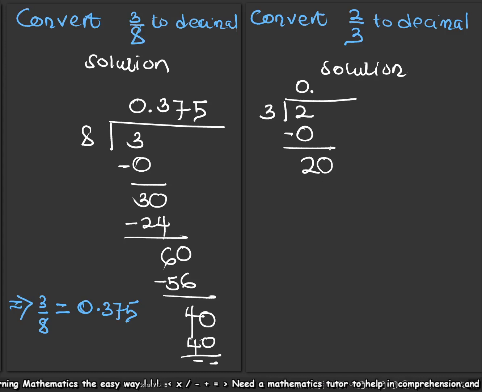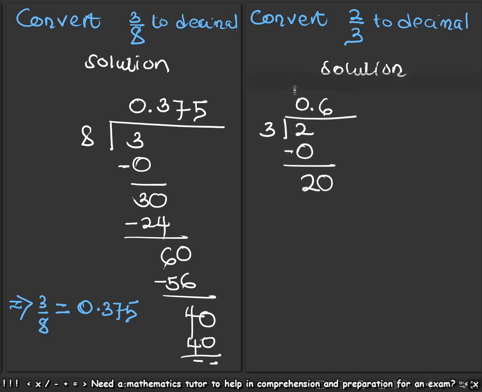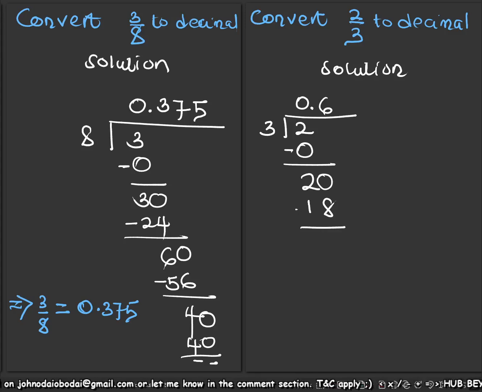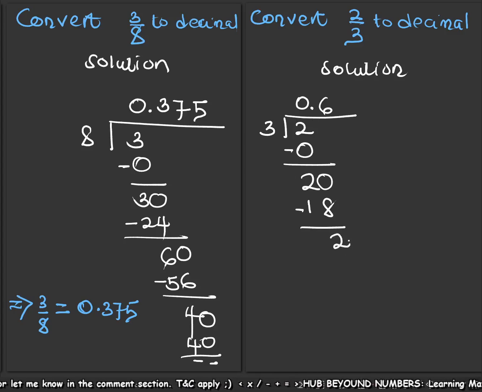3 divides 20 6 times. And 3 times 6 now gives us an 18. So we write 18 down here. That is 3 into 20, 3 times 6, giving us our 18. Then now we do our subtraction. If we subtract, you realize that we have a 2. And because you already have a decimal point here, you are allowed to put a 0 here.